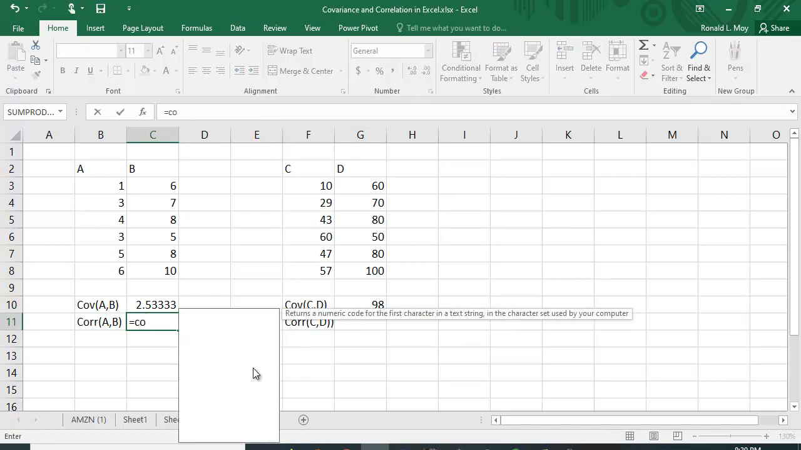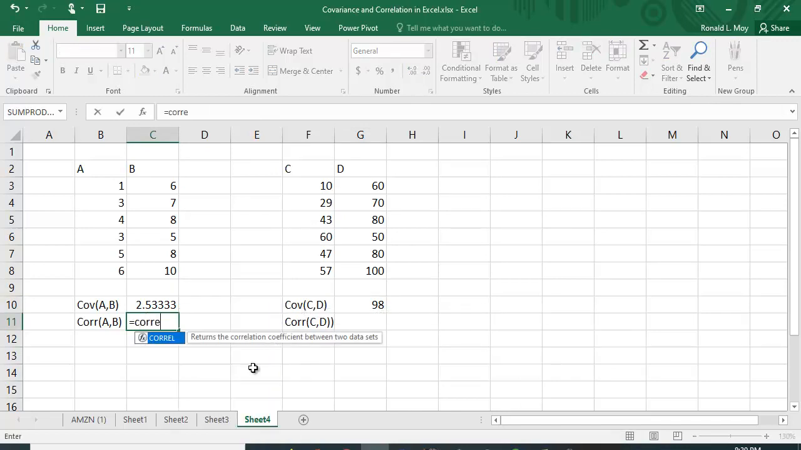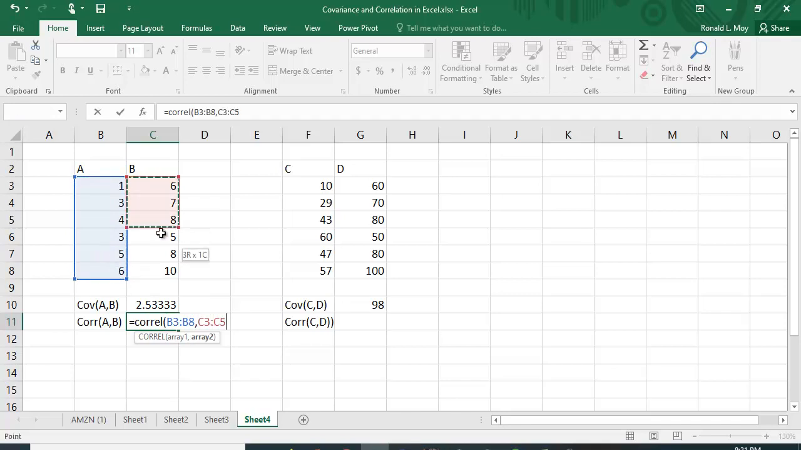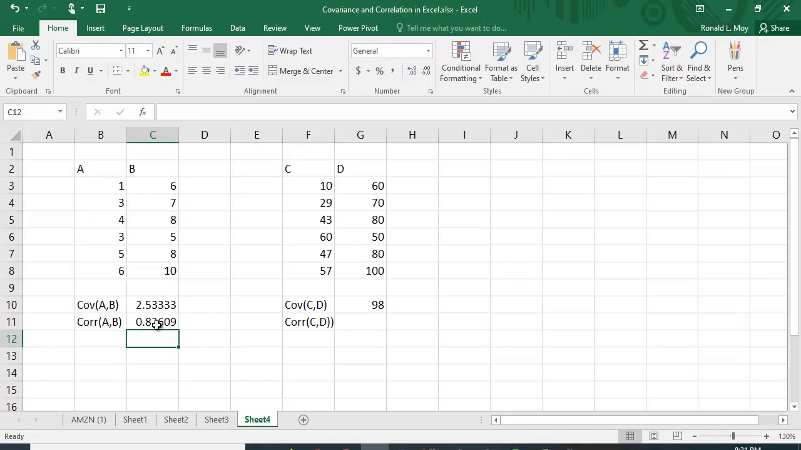Okay, so correlation, again, we do the same thing. We put in the two arrays of numbers. In this case, we get a pretty strong correlation, 0.826909, right? It's pretty close to +1. Okay, not quite +1, but pretty close. How about over here?